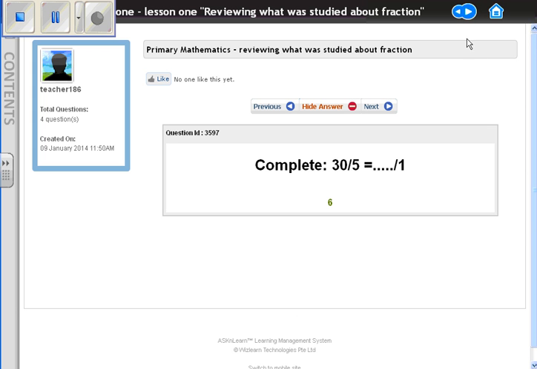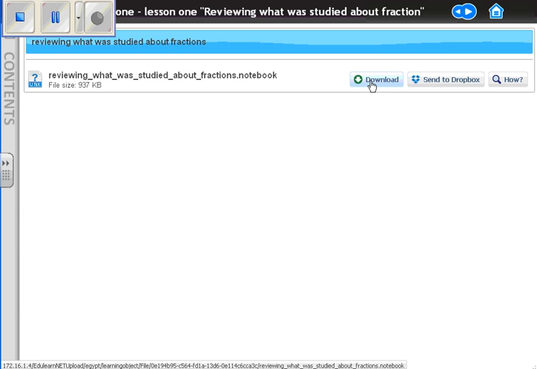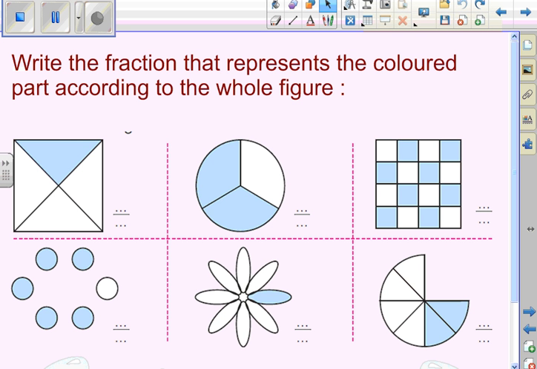Now let's move to the lesson. If you please go to your website, Ask and Learn, to your account, and download this presentation. This is the presentation. Read. Write the fraction that represents the colored parts according to the whole figure. According to the whole figure, what is the fraction of the colored parts?